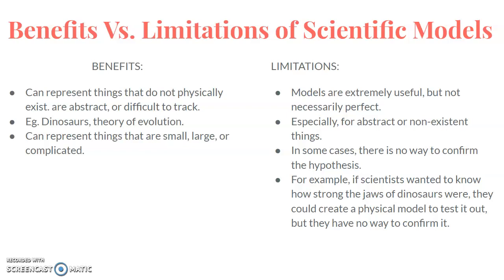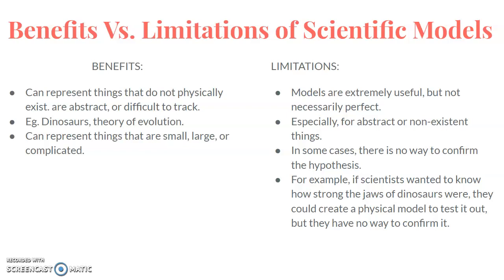Or for example, dinosaurs. Dinosaurs don't really exist anymore, but we have models in museums all over the world to help us understand or visualize what they once looked like. Now, these can also represent things that are small, large, or complicated, right? So these are all the benefits. But again, there are also some things that can be added to the con list.